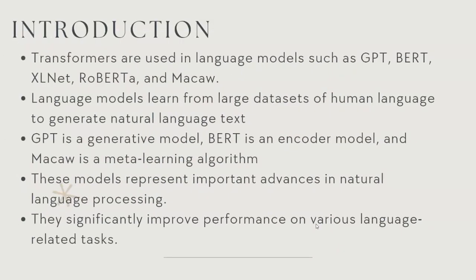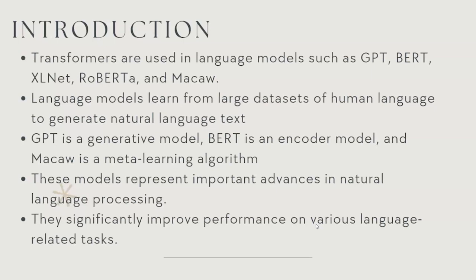First of all, the paper talks about comparing different language models: GPT, which is in the current boom, BERT, which is yet another language model that we have compared, and the third one is Macaw. Transformers are used in many language models, like GPT, BERT, RoBERTa, Macaw, etc. Language models learn from huge datasets of human languages to generate natural language text. As we know, we input data to GPT and ask it questions, and as it is a generative model, we get different outputs and answers from the same input.